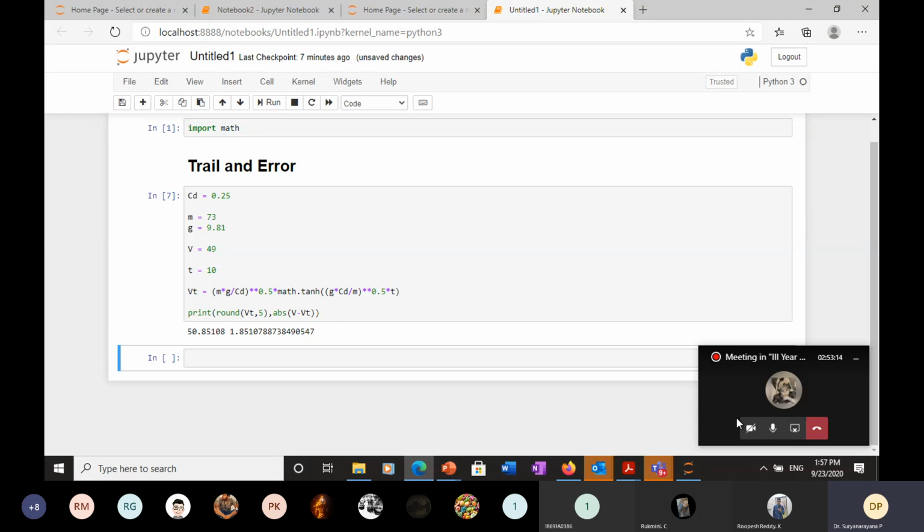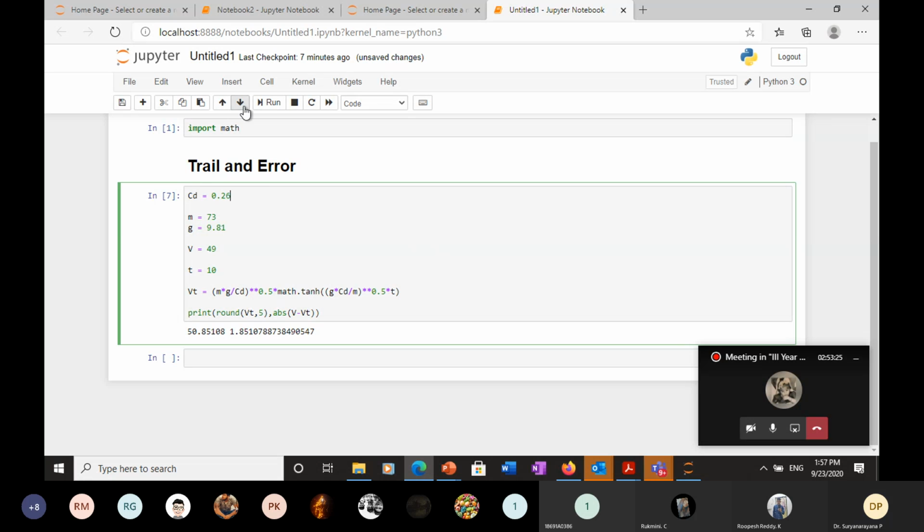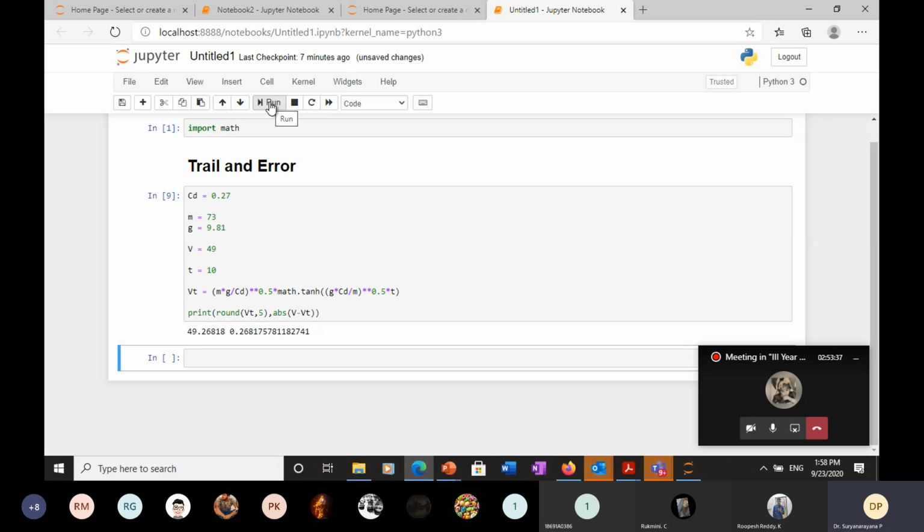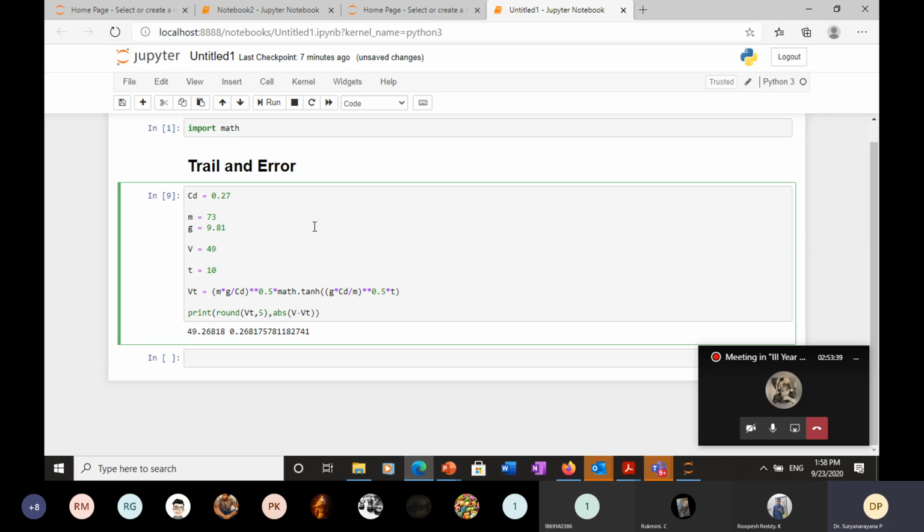Okay, now this is 50.85. So we are close to 49. We want to decrease it a little bit, so I'll try 0.26. Okay, I'll increase it a little bit, 0.27. Yeah, see, we are getting there. I'll say 0.275. Maybe two less, I'll say 0.273.